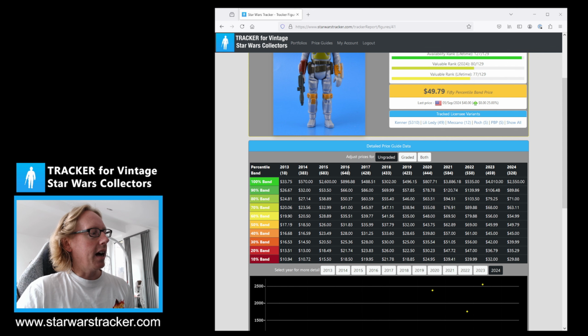and after that it's kind of stayed in the many multiples of hundreds of points. So basically, that's saying that there's more than one price a day that's being collected for Boba Fett. So this figure is pretty well represented, and the pricing data can be relied on as being pretty accurate, a good sampling of what happens for this loose figure.